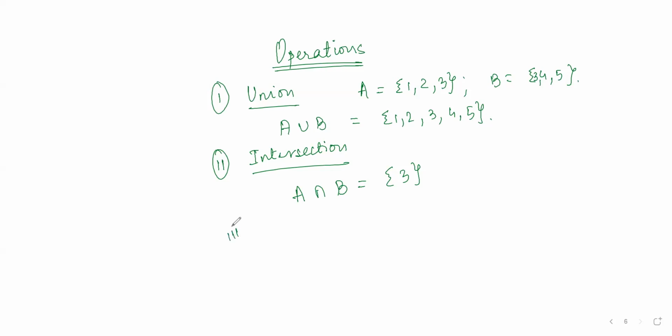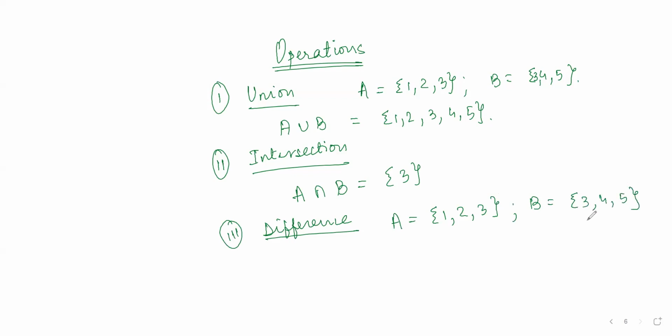Third operation, difference. अब ये डिफरेंस क्या हुआ? A is 1 2 3, B is 3 4 5. A difference B, also written as A minus B.